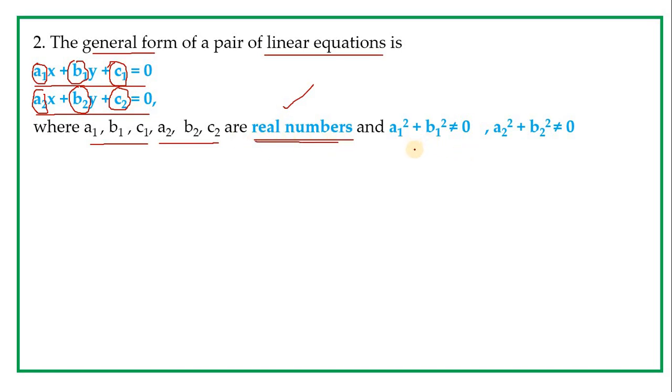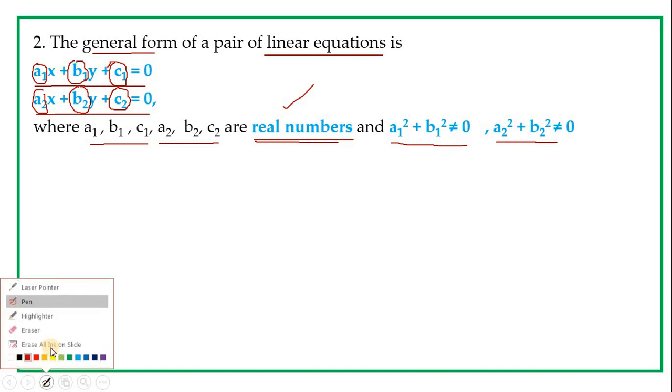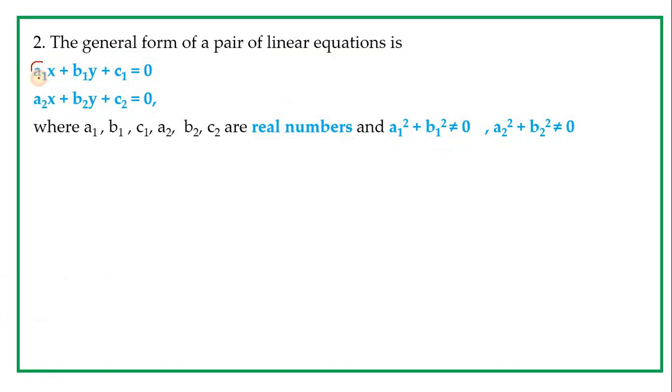And there is a very important condition, that is A1 square plus B1 square should not be equal to 0. Similarly, A2 square plus B2 square should not be equal to 0. I mean, the square of A1 plus the square of B1 should not be equal to 0, and the square of A2 plus the square of B2 should not be equal to 0. That is what these conditions say.